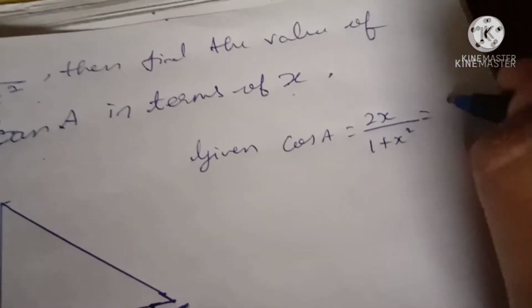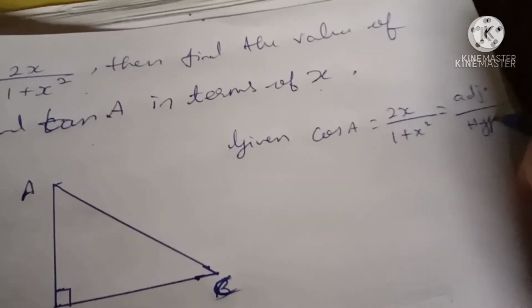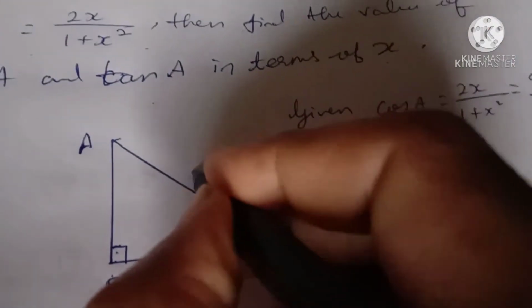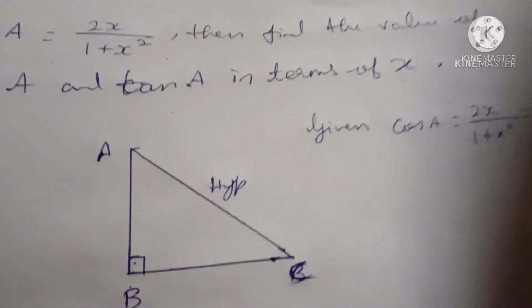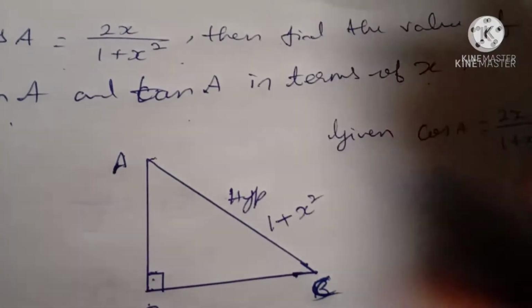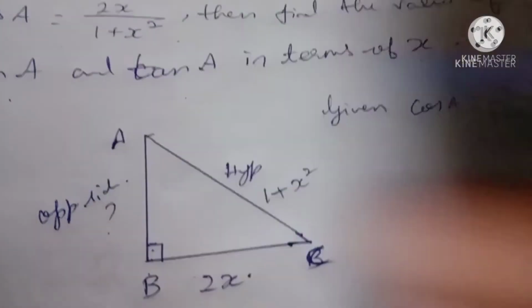You know cos is adjacent by hypo. So, hypo is opposite to the 90 degree. Value of hypo is 1 plus x square, and adjacent side is 2x. So, we need to find out the opposite side by using the Pythagoras theorem.